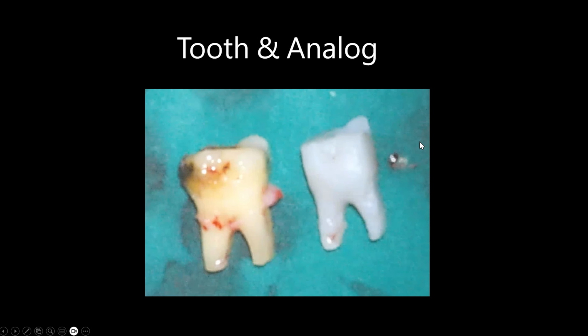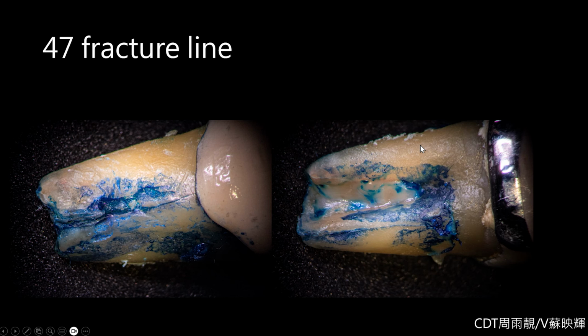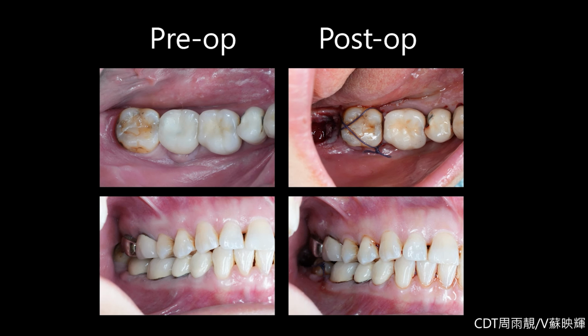And this is the vertical root fracture. As you can see, we use a stain to prove that here is the vertical root fracture. This is the post-operative, and we finish the root canal treatment.